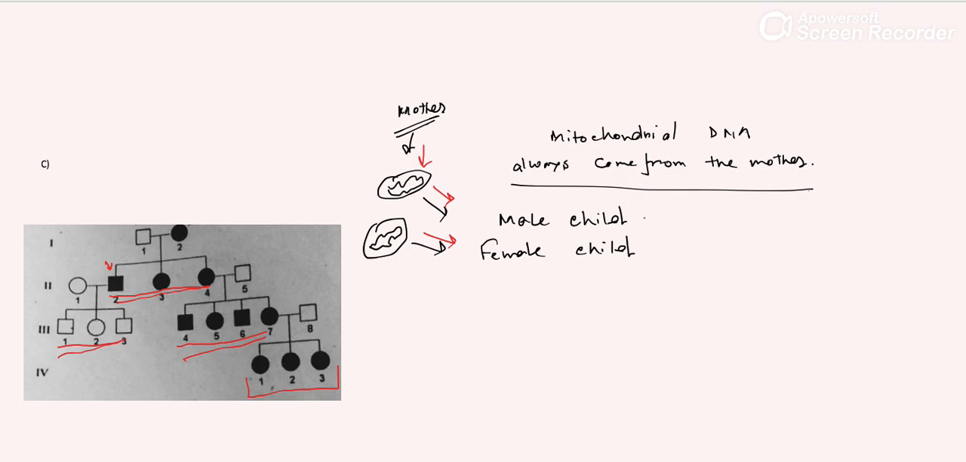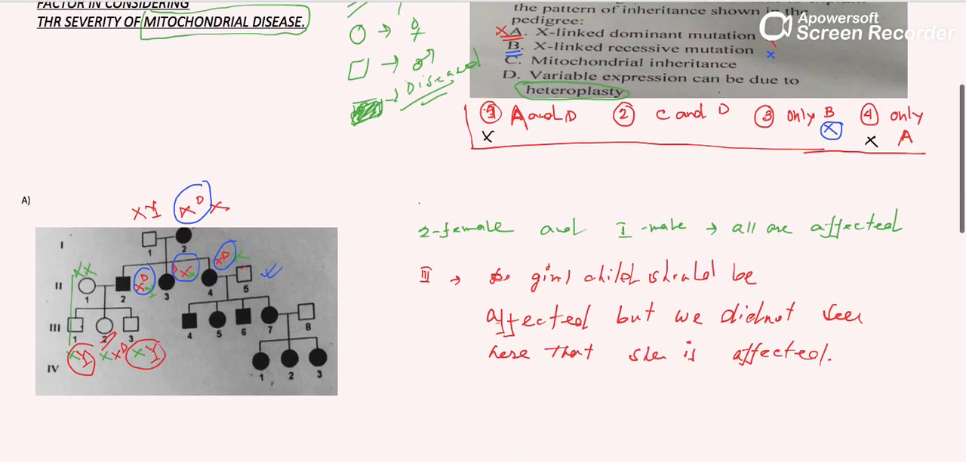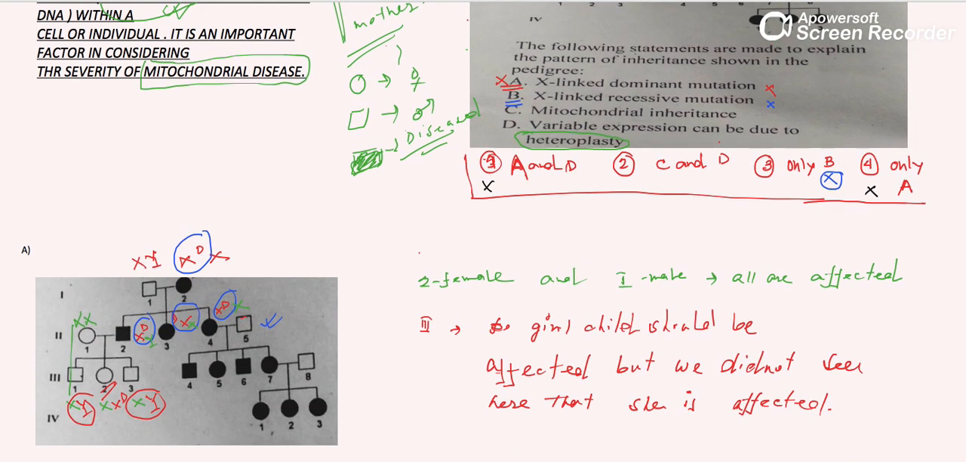So if from the very beginning of the first generation the mother is affected, all of her children are affected. So we can easily say that mitochondrial inheritance may be one cause, and it is a right answer. Number C should be the right answer.